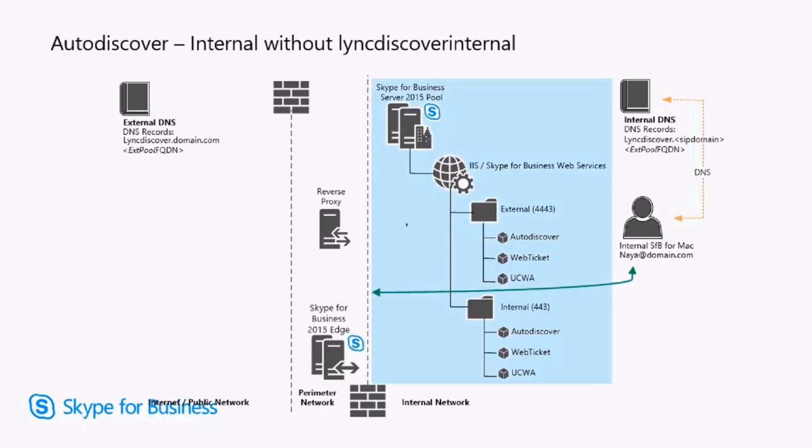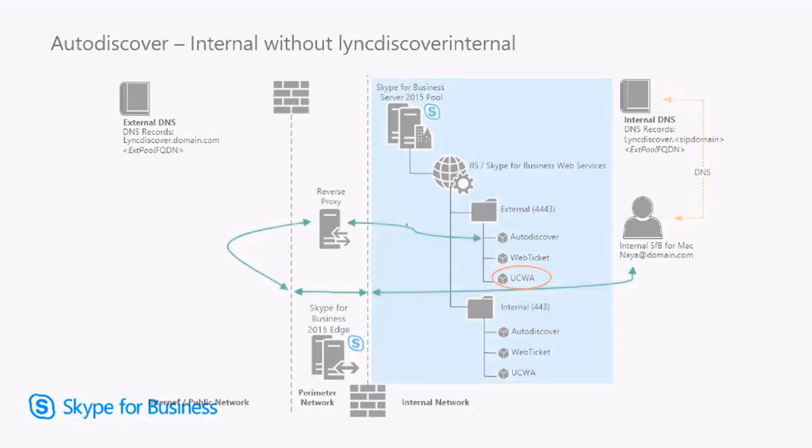So what will happen with the traffic is we will then hairpin the traffic out through the firewall and come back in through the reverse proxy and get your Autodiscover and then get your UCWA connection. So that's the hairpinning, similar to the way mobile clients connect. And this is only if Lyncdiscover internal is not available.